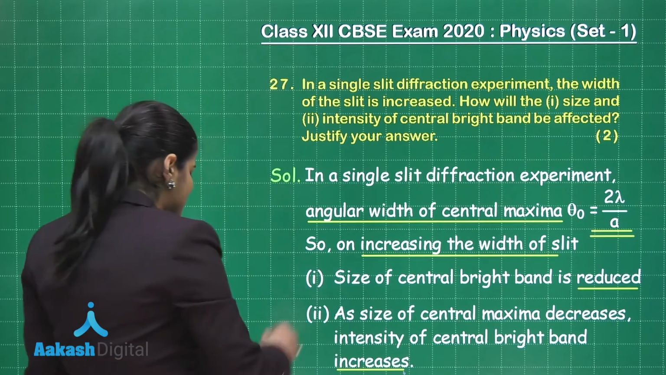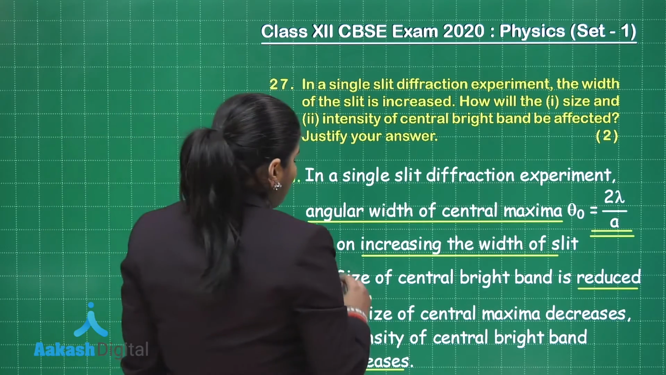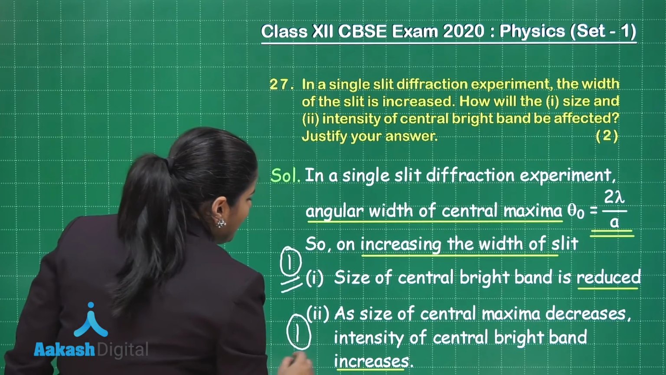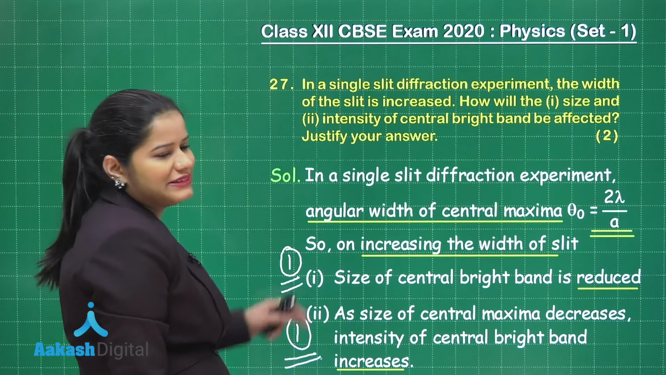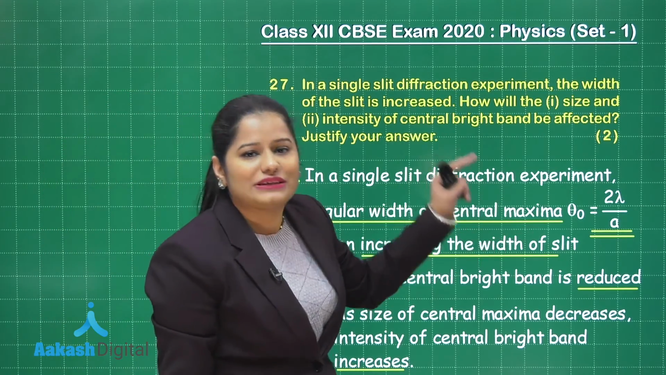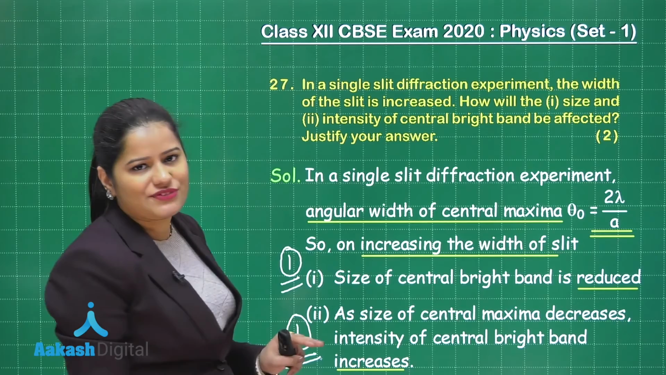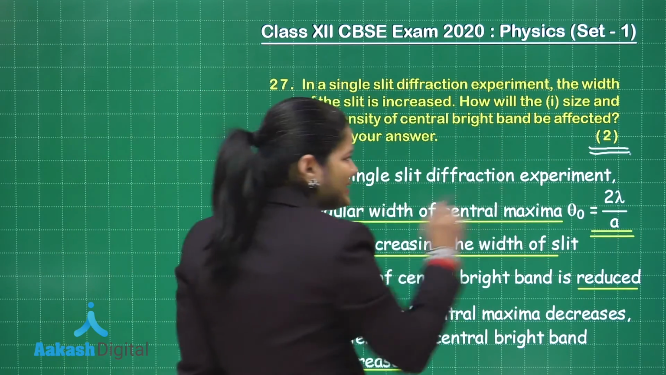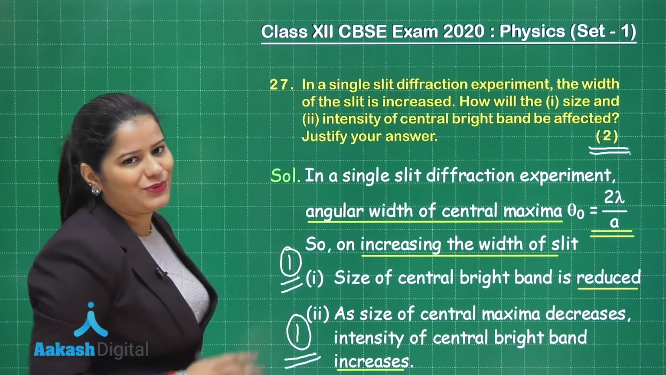So this is how you will get 2 marks for this question: 1 mark for talking about the size and 1 mark for talking about the intensity of the central bright band on increasing the width of the slit. I hope this question is very clear to you, and I hope you will also fetch the maximum marks, that is 2 marks for this question as well.